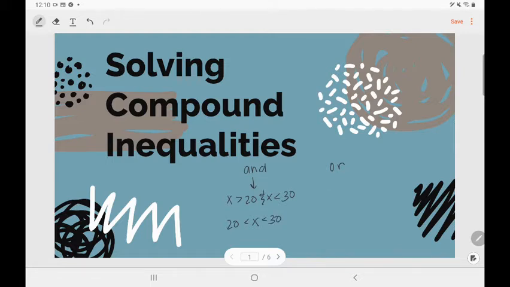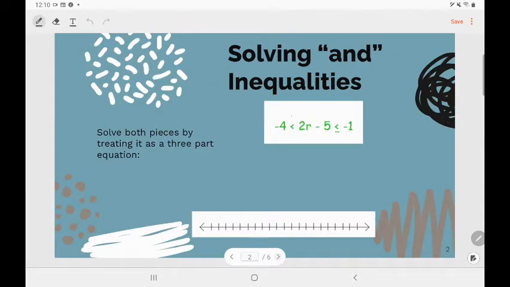Or inequalities cannot be rewritten. So if I had x is less than 30 or x is greater than 50, that with the "or" in the middle, needs to be there, would be my final answer. Let's go ahead and talk about solving them.